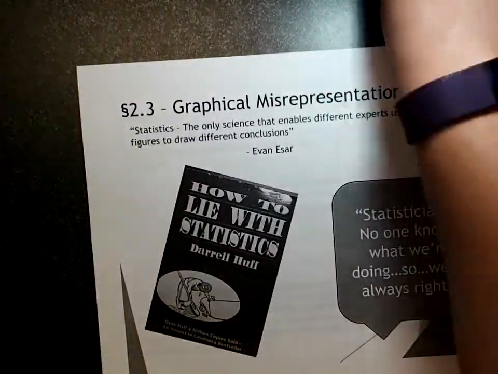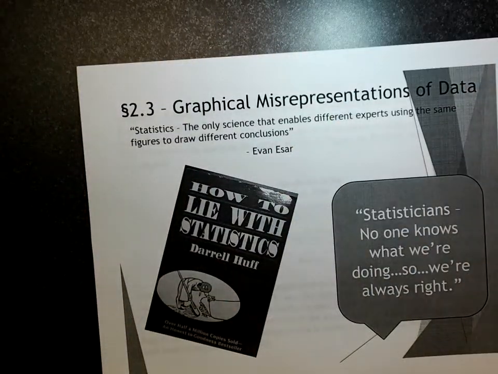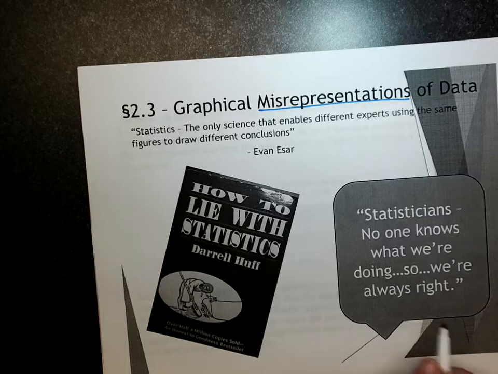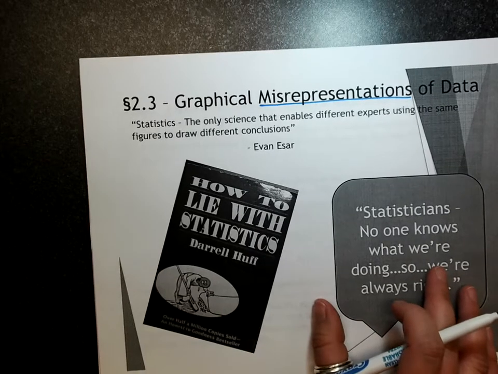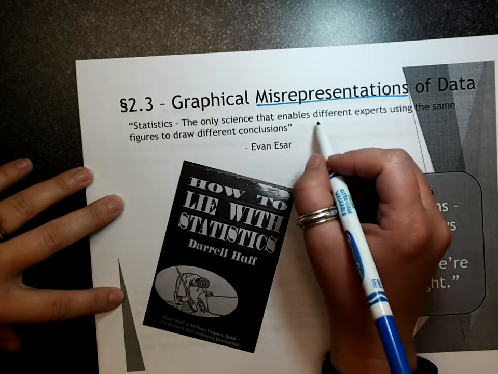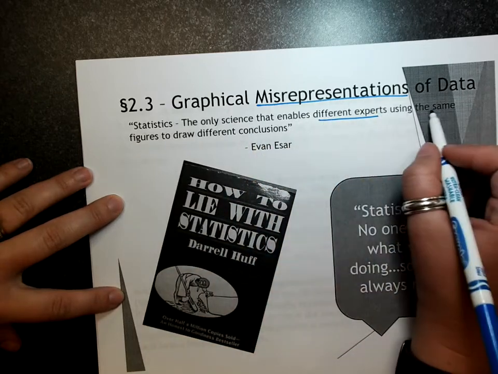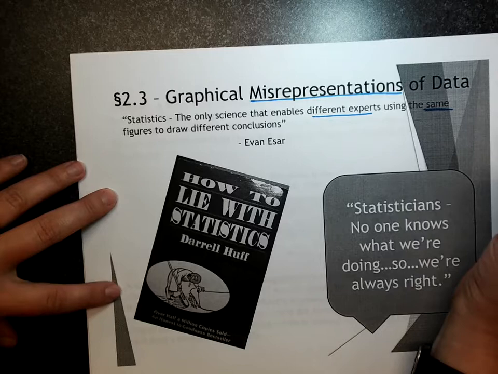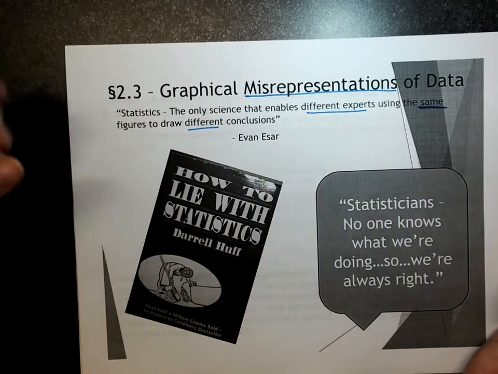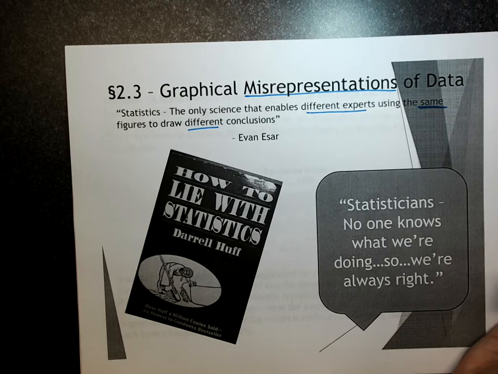The last bit of Chapter 2 is really short. The last section is about graphical misrepresentations of data. So this is when we're misrepresenting our data, which happens all the time. The quote in the book says that statistics is the only science that enables different experts using the same figures to draw different conclusions. So we're looking at the same set of data and they draw different conclusions.